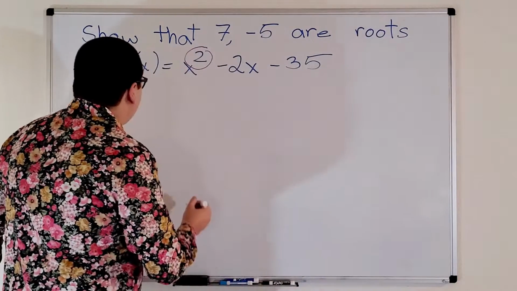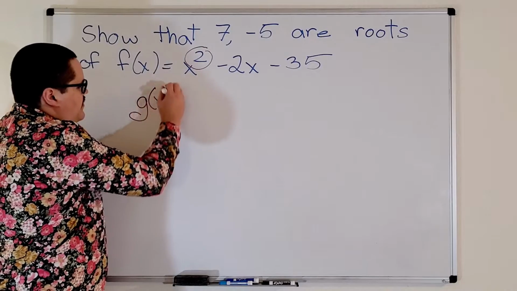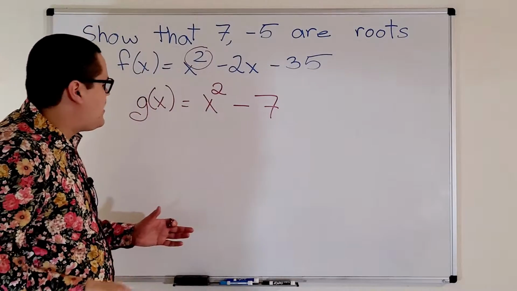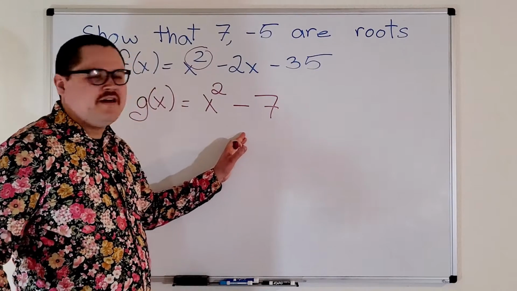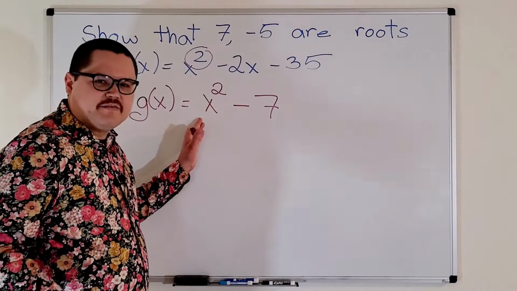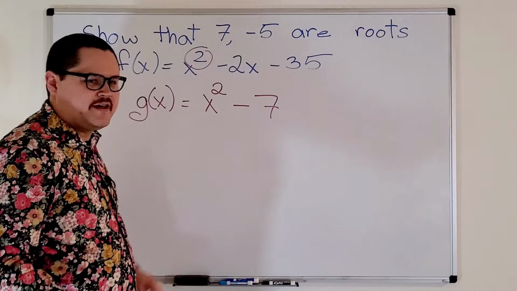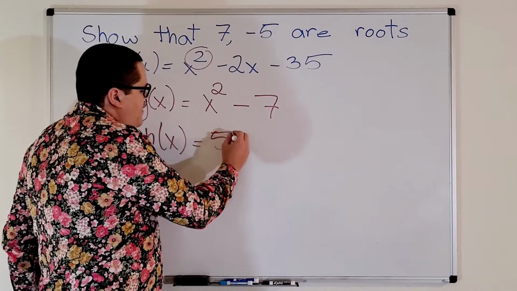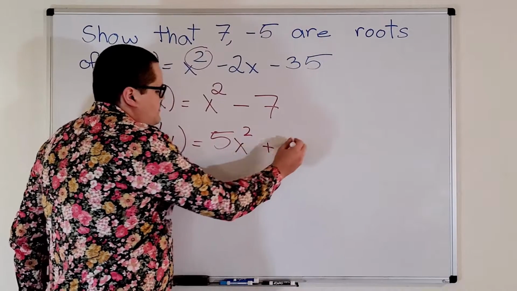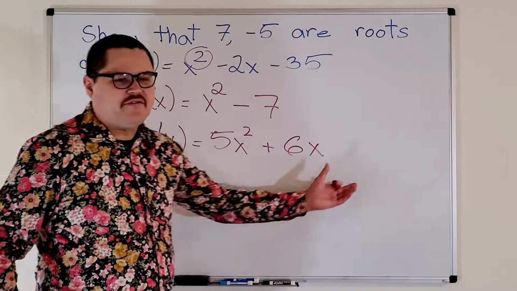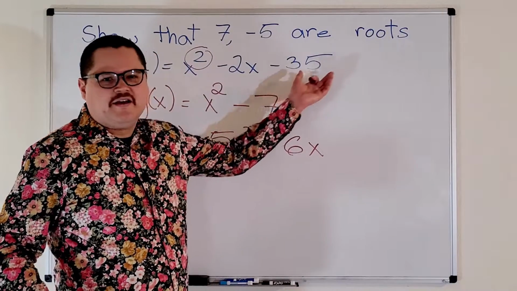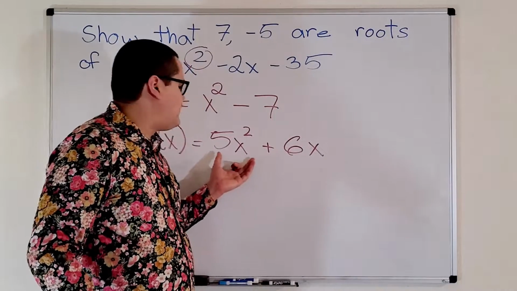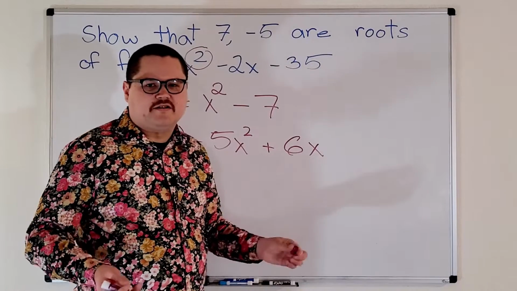Another example would be something like g of x equals x squared minus 7. Here we don't have an x term, but still the highest power of x that appears is x squared, so that's also a quadratic. Another example would be 5x squared plus 6x. Here we don't have a constant term, we don't have a number at the end like these polynomials, but still the highest power of x that appears is x squared. So that's a quadratic.